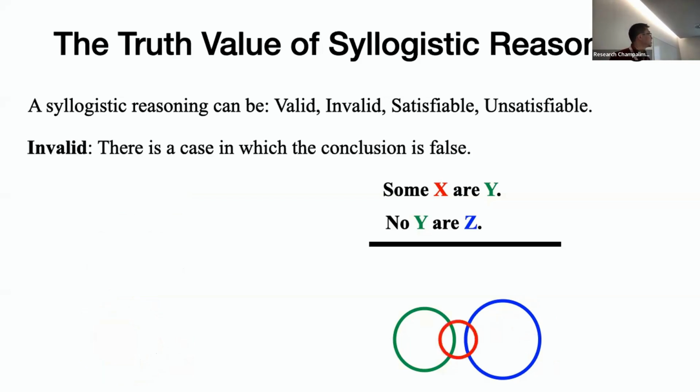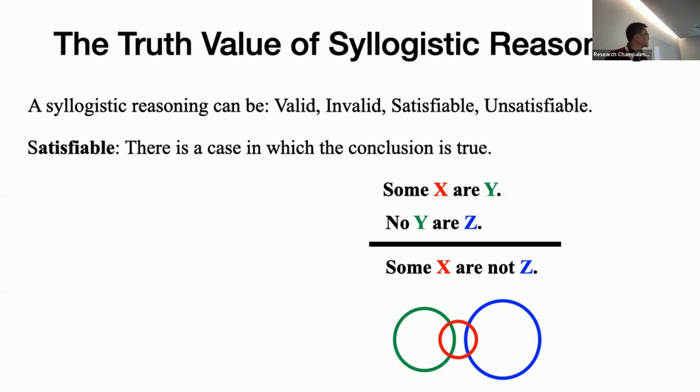Invalid means, given the premises, there is a counterexample of the conclusion. So if some x are y and no y are z, and we say some x are z, we can move out of it. Okay, there is a counterexample. Satisfiable means, given the premises and conclusion, there is a configuration that satisfies all three statements. So here, if it's here, then it satisfies three statements.